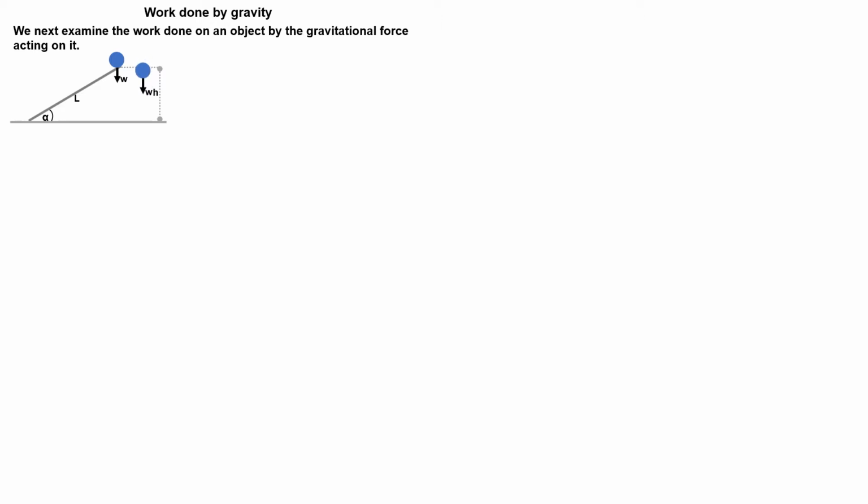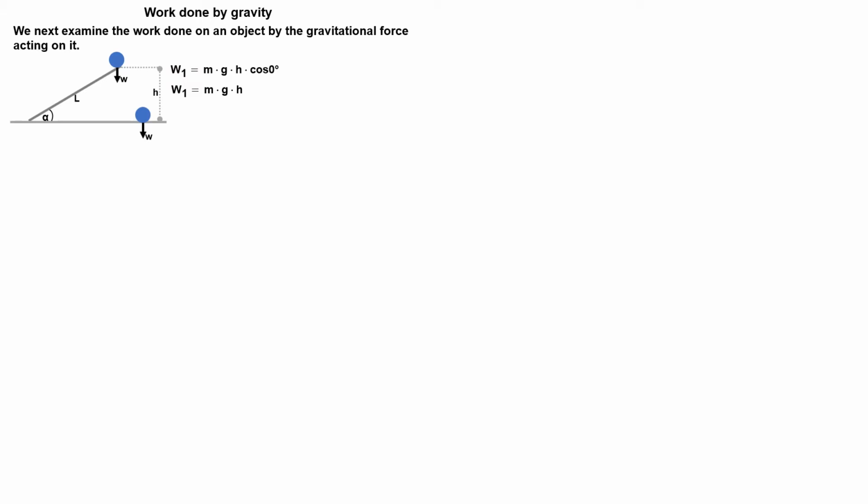If the body falls a vertical distance h, the force of gravity is parallel to the displacement. The angle between the direction of force, vertically down, and displacement, vertically down, is 0 degrees, as shown in the diagram. Then the work done by the weight is mass times gravity times height.